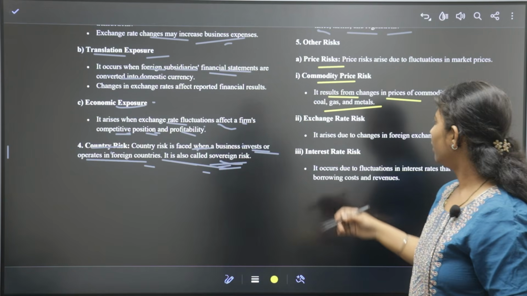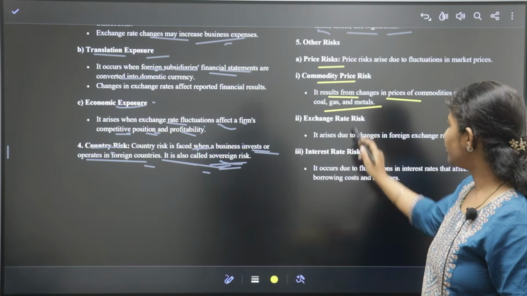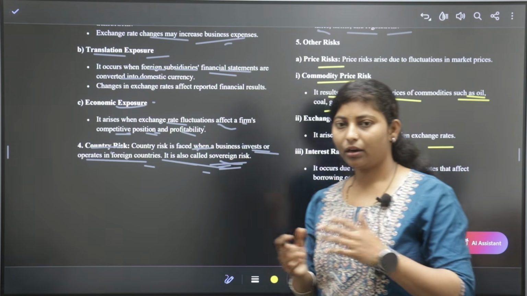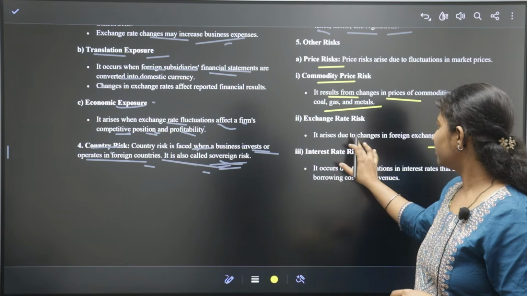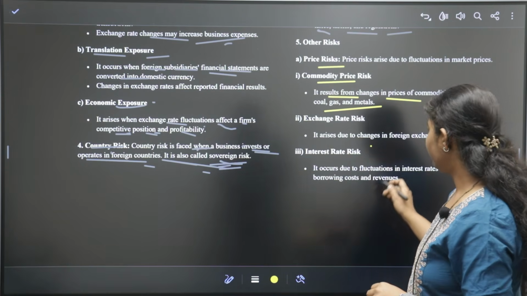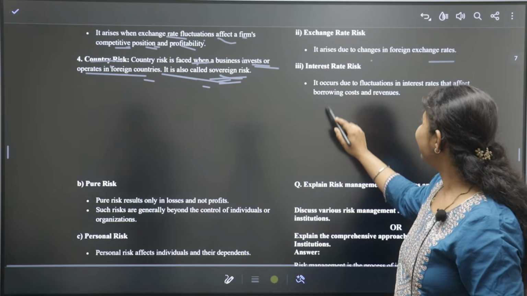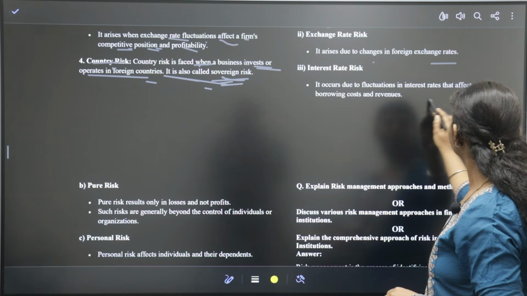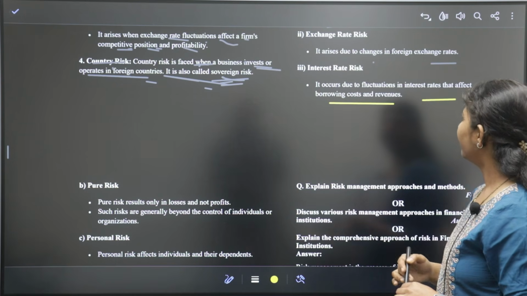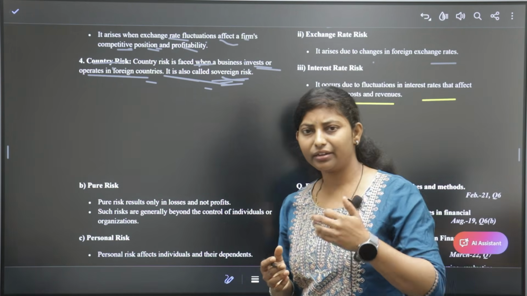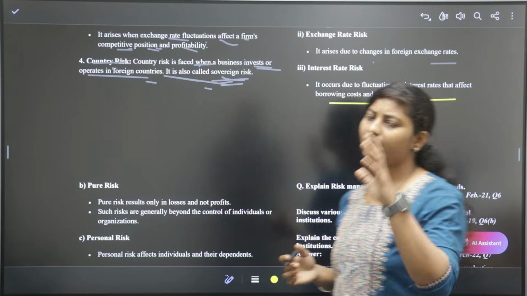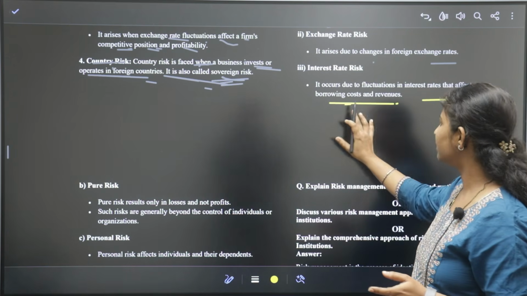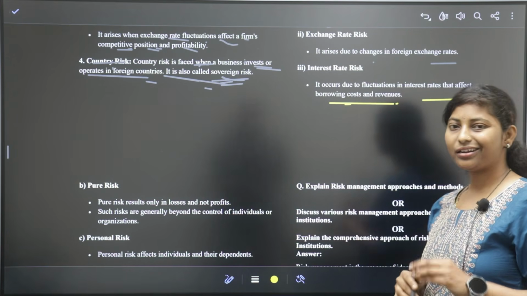Next, the second type of risk is exchange rate risk. It arises due to change in foreign exchange rates. If you are involved in international business, then this exchange rate risk is going to be faced by your business. Next one, you have interest rate risk. It occurs due to fluctuation in interest rates that affect borrowing cost and revenue. Whatever interest rate you are getting may decrease, and it directly affects your costs and revenues. Such risk is said to be interest rate risk.